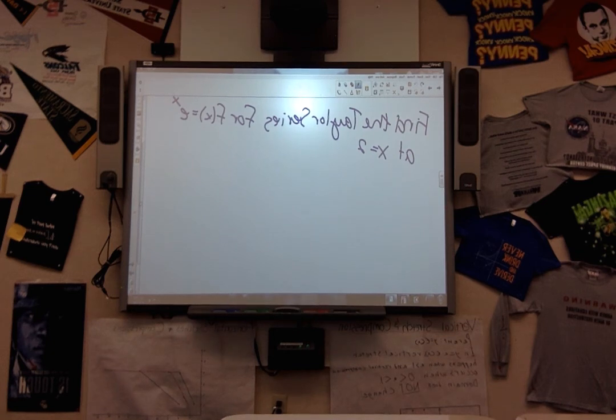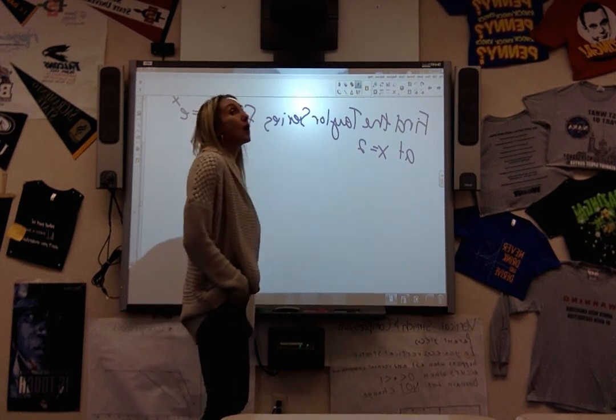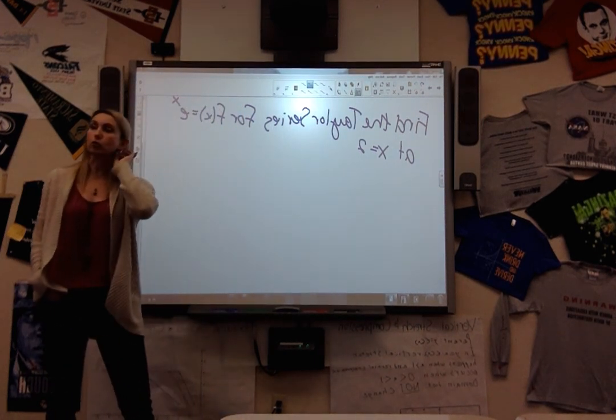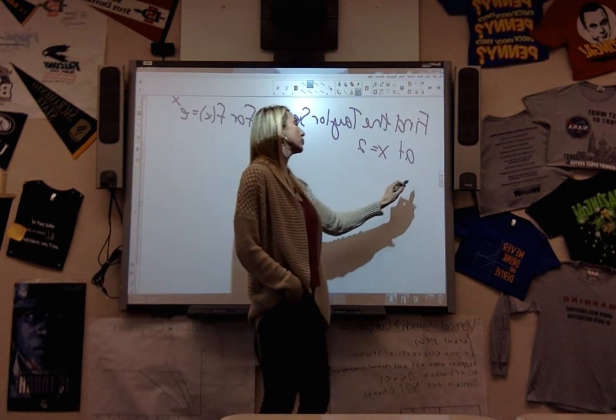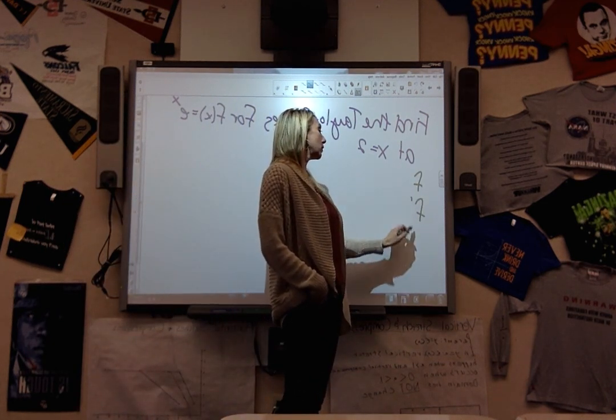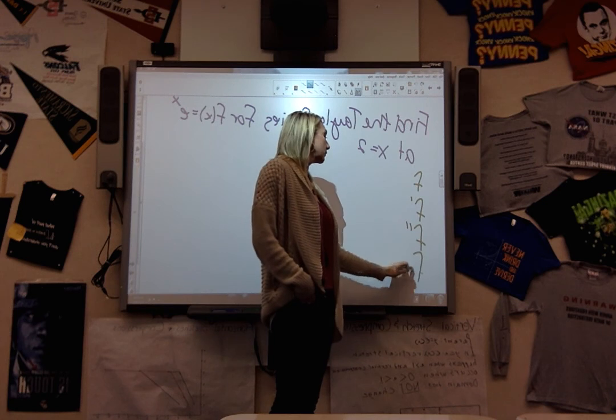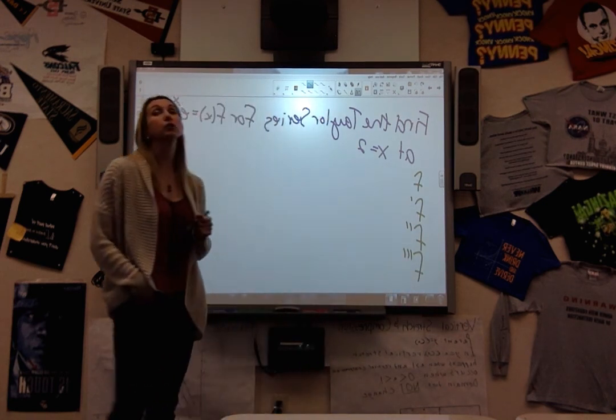So I'm going to go out to the third derivative because that should give me 4 terms. I'm going to do f, f prime, f double prime, and f triple prime. That should give me 4 terms.